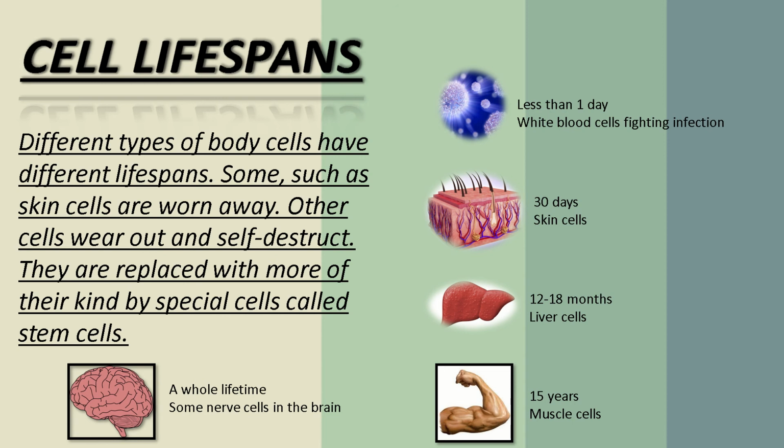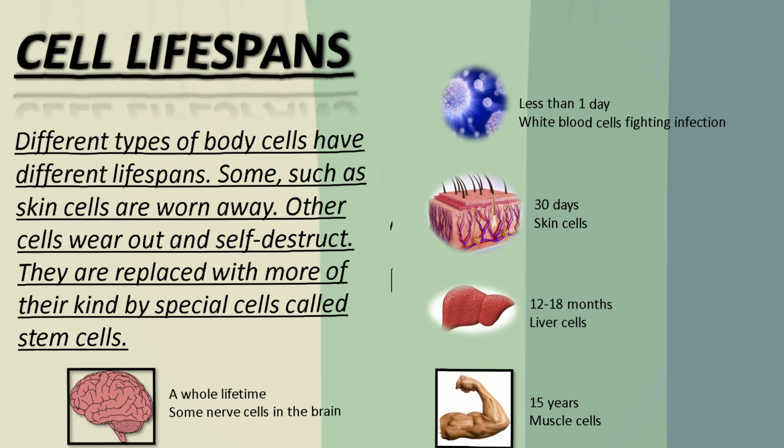The white blood cells that fight infection only last less than 1 day. Skin cells last 30 days and liver cells last 12 to 18 months. Can you believe that? And then muscle cells last for 15 years. And some nerve cells in the brain last a whole lifetime. Some memories you can even remember when you're 99. That's what they're saying here.